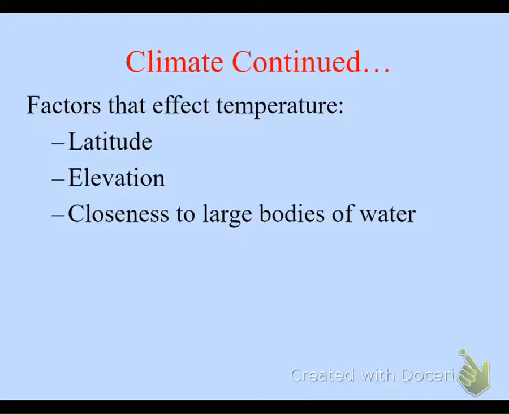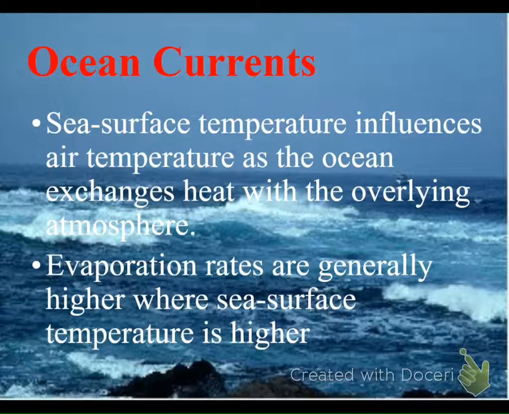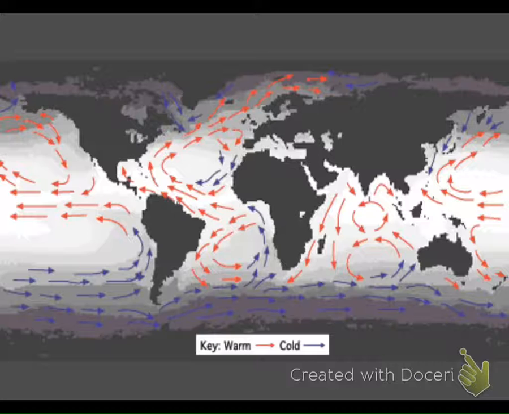How close are you to bodies of water? What causes the difference in temperature of the water is the ocean currents. The ocean currents at the sea surface are influenced by the air temperature and the wind. Deep currents are affected by other things, which we'll go through in another lecture.